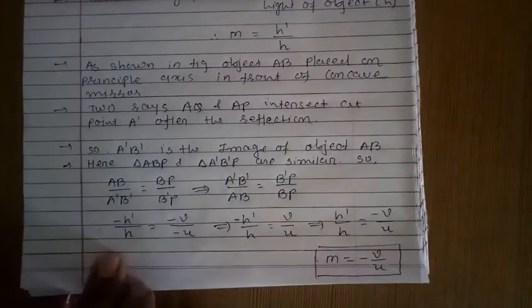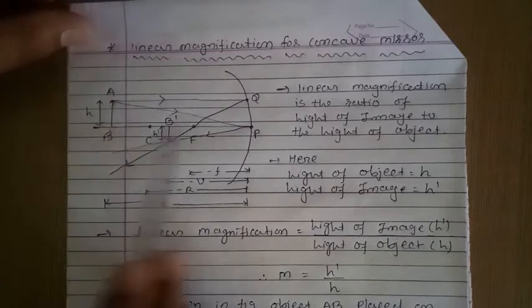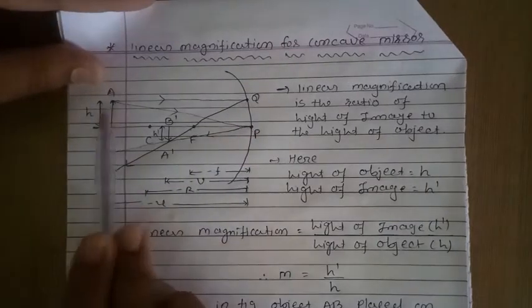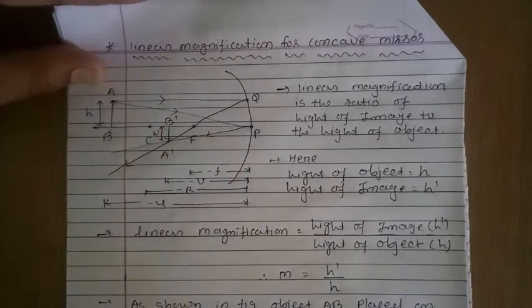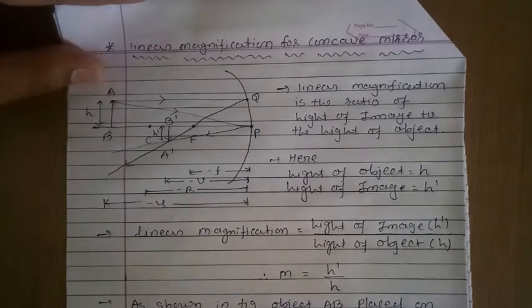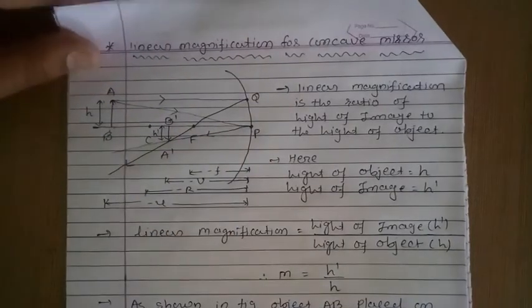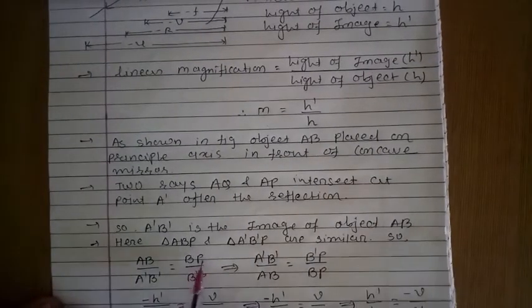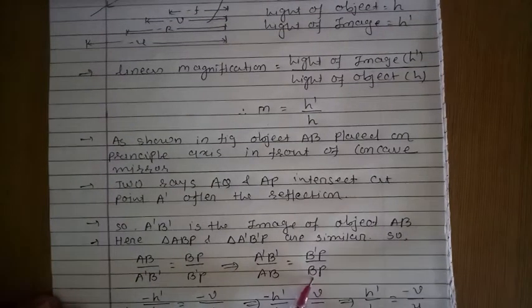I repeat, as per the figure, triangle ABP and A dash B dash P are similar, right? So we can write that AB upon BP is equal to A dash B dash upon B dash P, or AB upon A dash B dash is equal to BP upon B dash P, as you wish. Or A dash B dash upon AB is equal to B dash P upon BP.